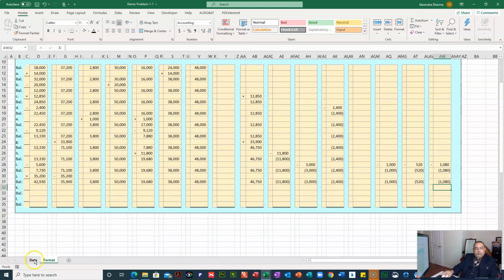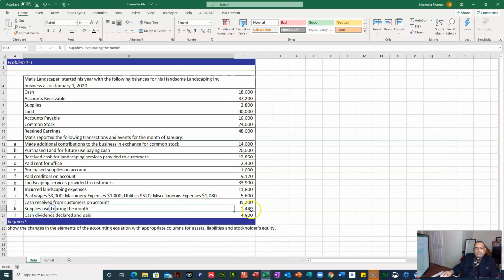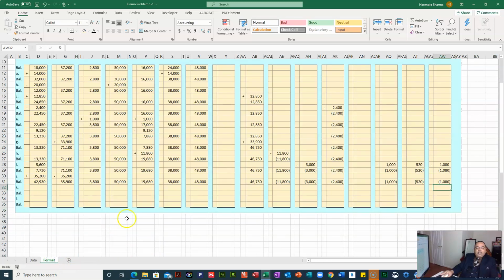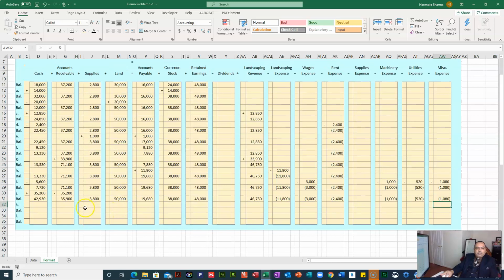K item, of course, will be, let's see, supplies used during the month is 1,440. Now remember, this is the used part. So if it is the used part, I'm good with it, because that is the amount I'm going to directly put in the supplies account and reduce from supplies. Sometimes you're given a balance in the supplies instead of the used part. If you're given that, then you'll have to subtract and find out how much was the used part. So in this case, we are given the used part. So I'm going to straight away use that amount in my supplies.